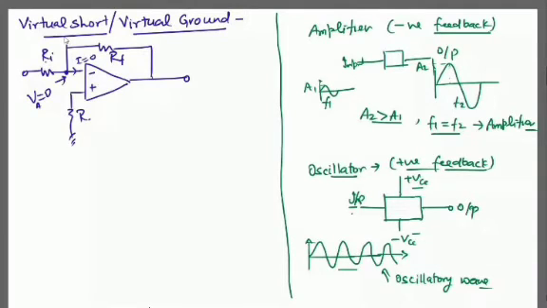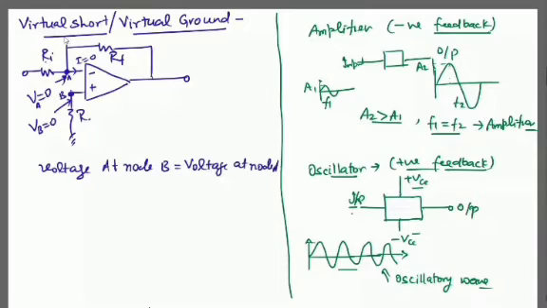And how much is the voltage at this point? If this is B node and this is A node. So we already know VB equals 0. Whatever is the voltage at this node is directly represented at this node A. So voltage at node B equals voltage at node A.